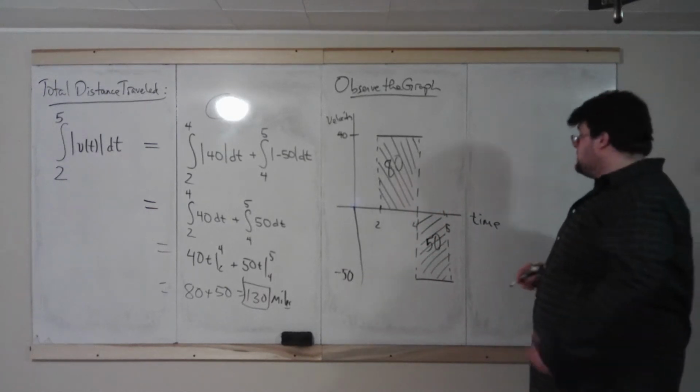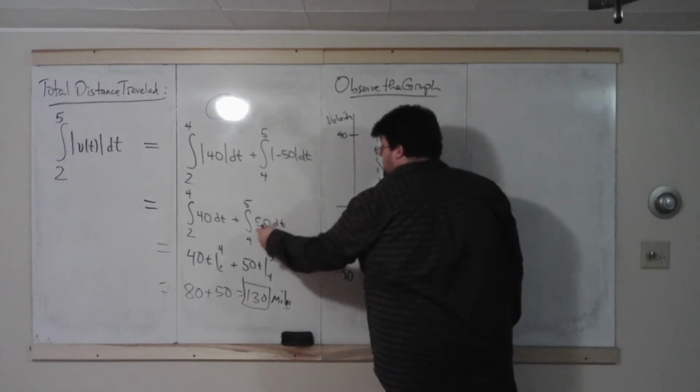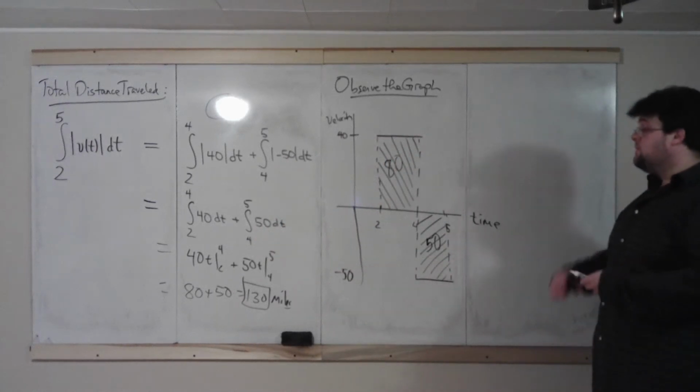The total distance traveled says, no, I want this to be a positive. And it treated it as a positive. And you got 80 plus 50.